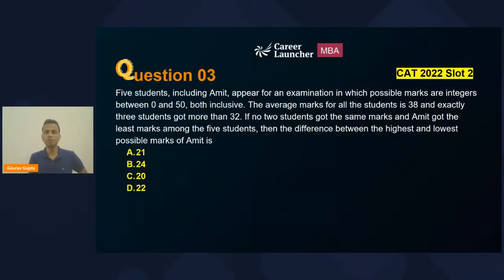Now, 5 students, including Amit, appear for an examination in which possible marks are integers between 0 and 50, both inclusive. So the marks can be 0, 1, 2, 3, 4 up till 50. The average marks of all the students is 38, and exactly 3 students got more than 32 marks. There are plenty of conditions here. If no two students got the same marks, and Amit got the least marks among the 5 students, then the difference between the highest and the lowest possible marks of Amit is how much?